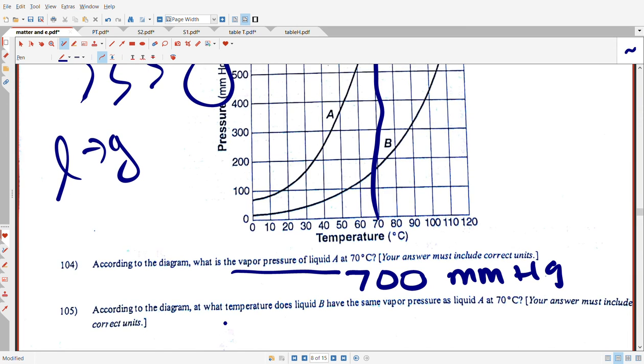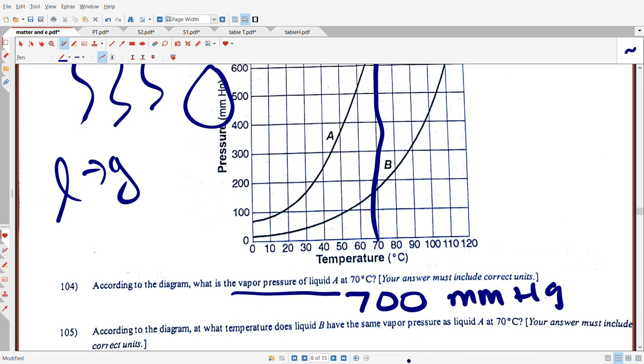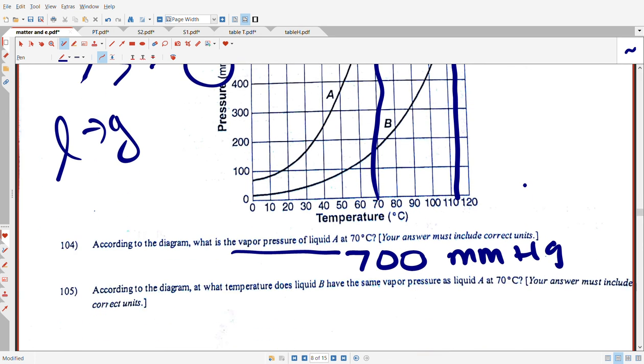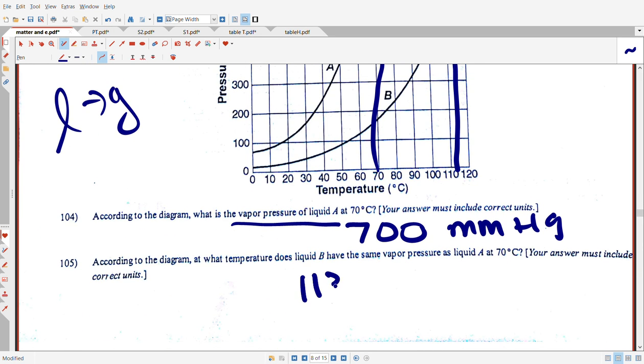Next one. What temperature does liquid B have the same vapor pressure as A at 70? So we want the temperature of B at this vapor pressure. So I'm going to go down. And it's definitely more than 110, less than 120. I might say like 113 or something like that. You have leeway.